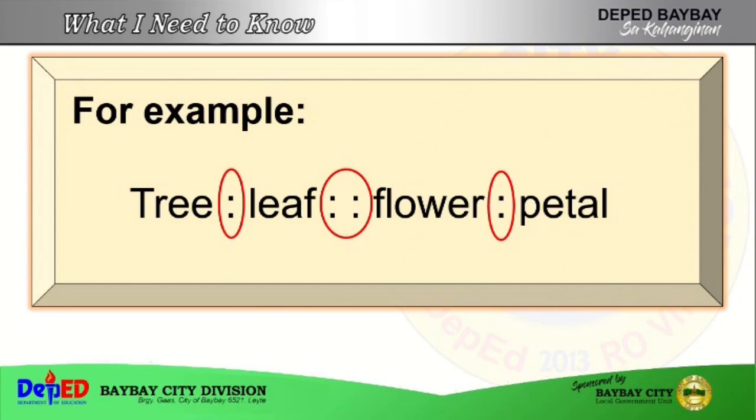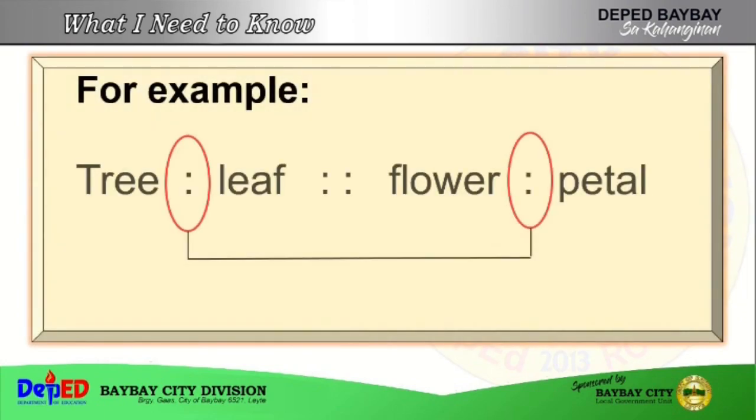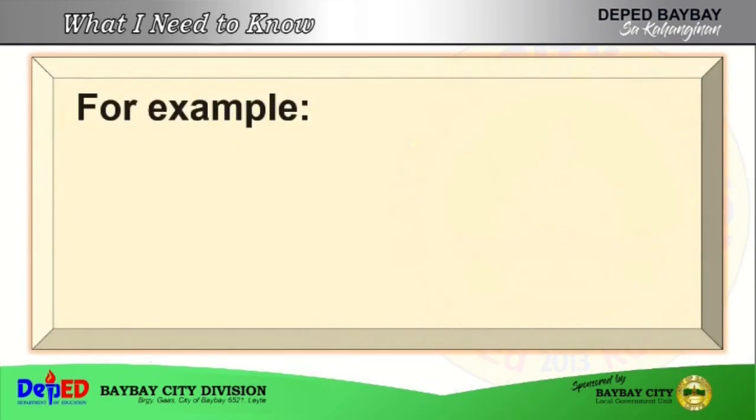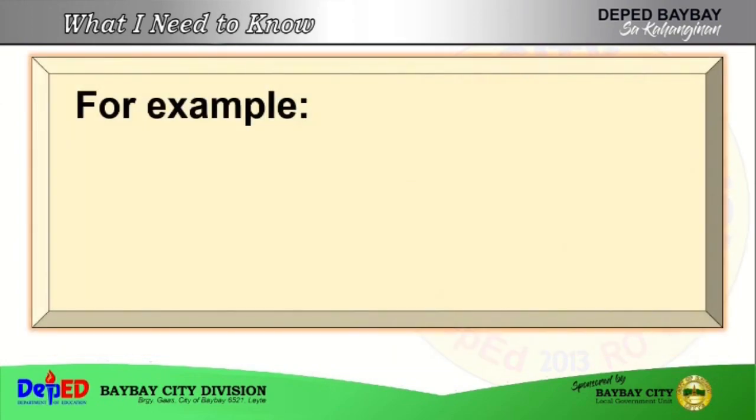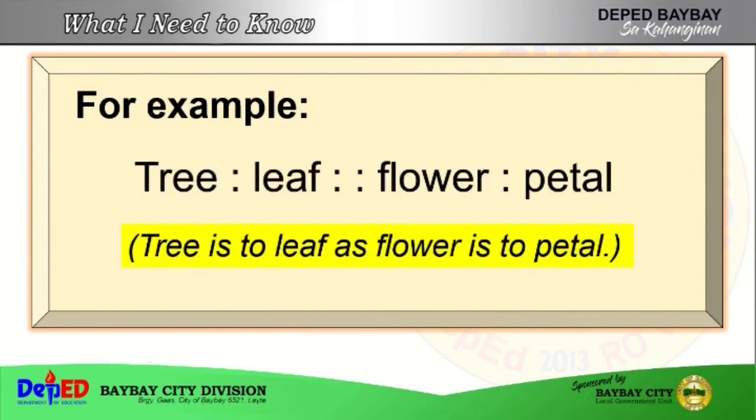Notice the encircled columns. These two columns on each side are read as "is to." The column in the center is read as "as." Let us read together the example. Tree is to leaf as flower is to petal. A leaf is a part of a tree. With the corresponding relationship, a petal is also a part of a flower. Thus, the completed analogy is tree is to leaf as flower is to petal.